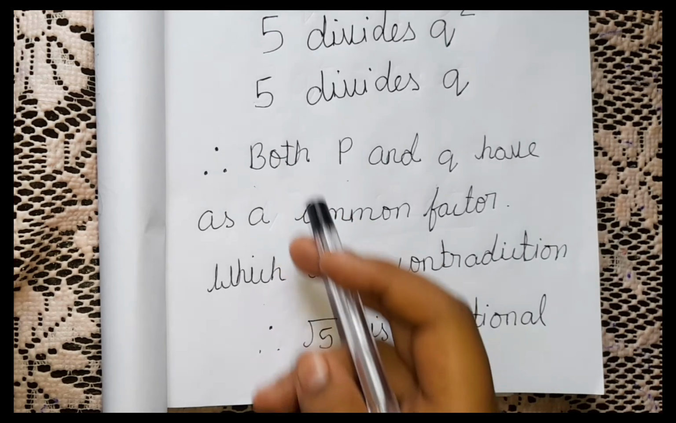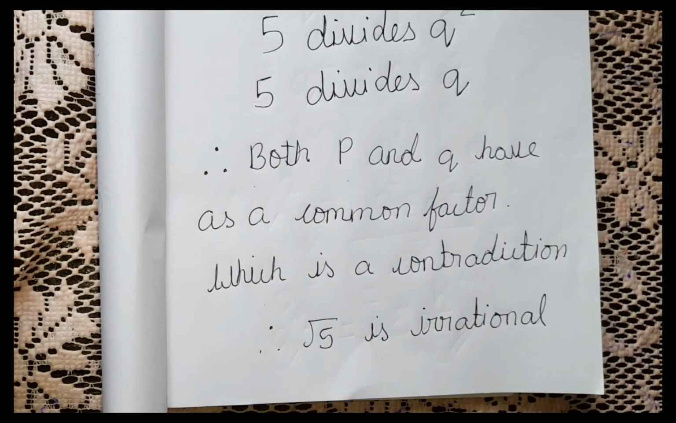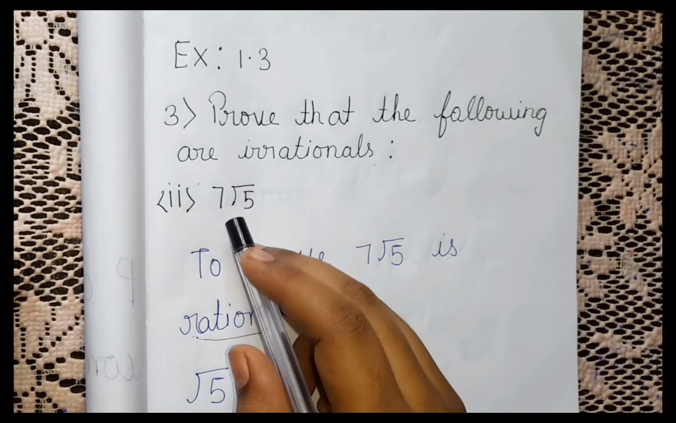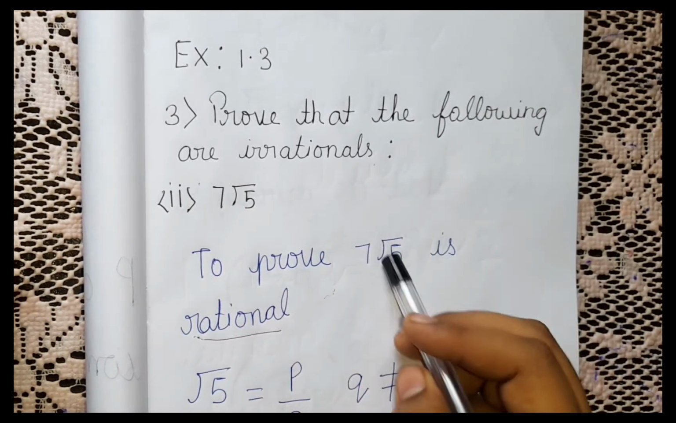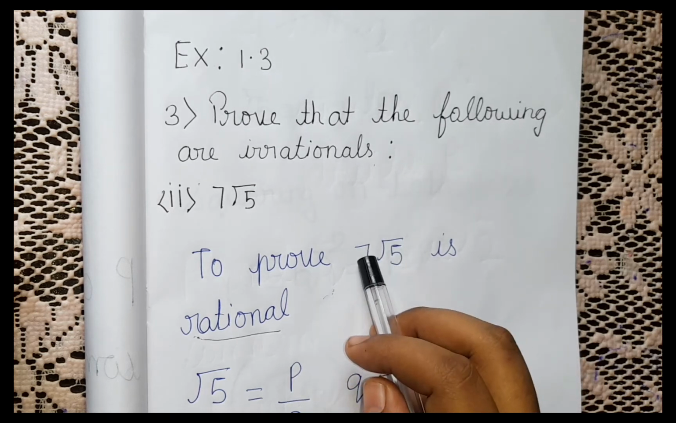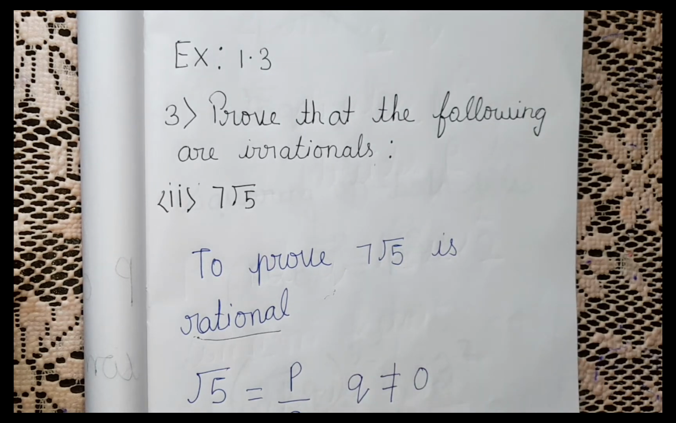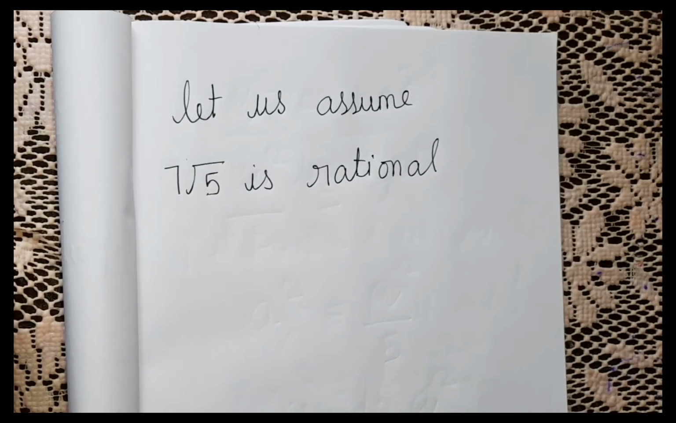So we solved the root 5, am I right? So why did we solve that? Let me show that. So here you guys can see the question is 7 root 5. But we proved root 5 is irrational. We didn't prove 7 root 5. So now what we are going to do is, we are going to prove 7 root 5 is irrational. Okay, now let's prove that. So we are just continuing it.